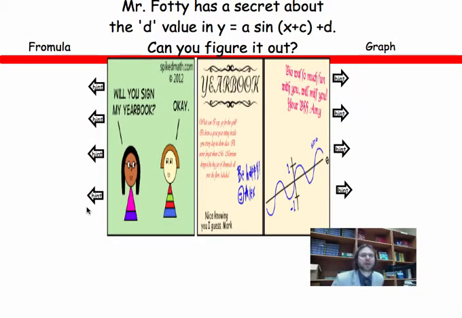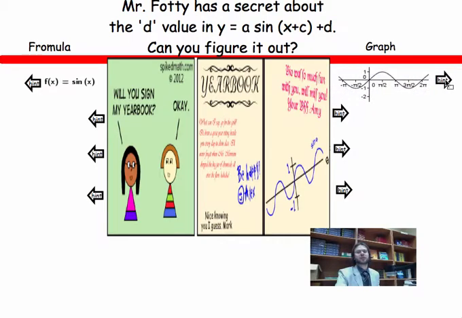Okay, hello, and welcome back. Now we're going to figure out what the d value is. So that's the one outside of the brackets. So what does that do? So let's take a look. Here's my first, is my original graph, just sine x. Now we're going to change the d. So this is when d is equal to 0.